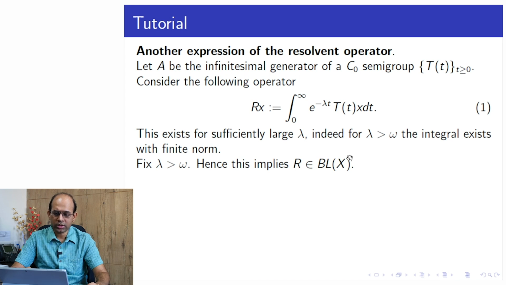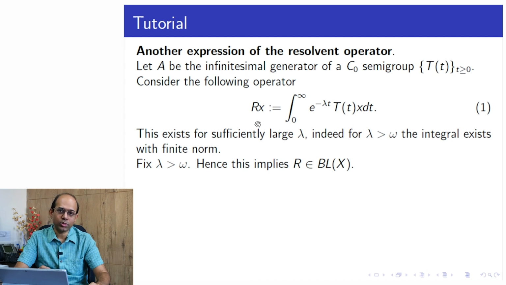Now what we do is that we try to find out whether this R is in the domain of definition of the generator of T(t). That we are going to check, and then we are going to check whether this R can be identified as the resolvent operator.